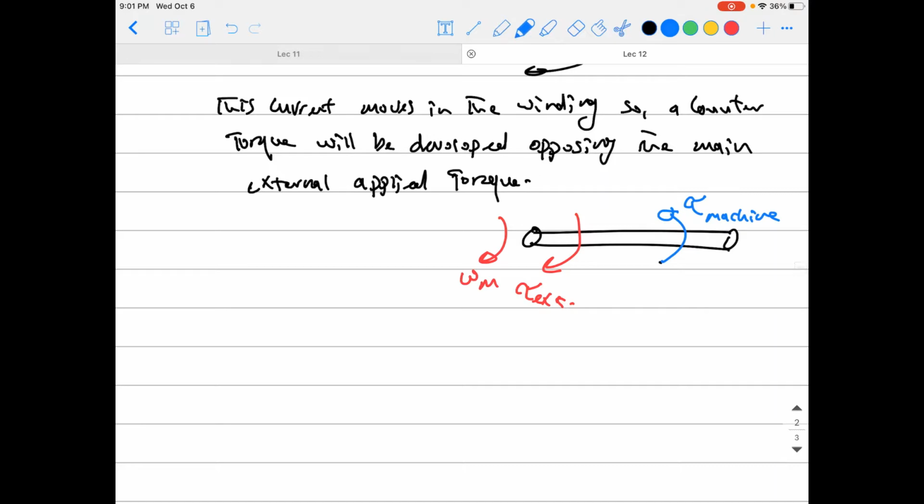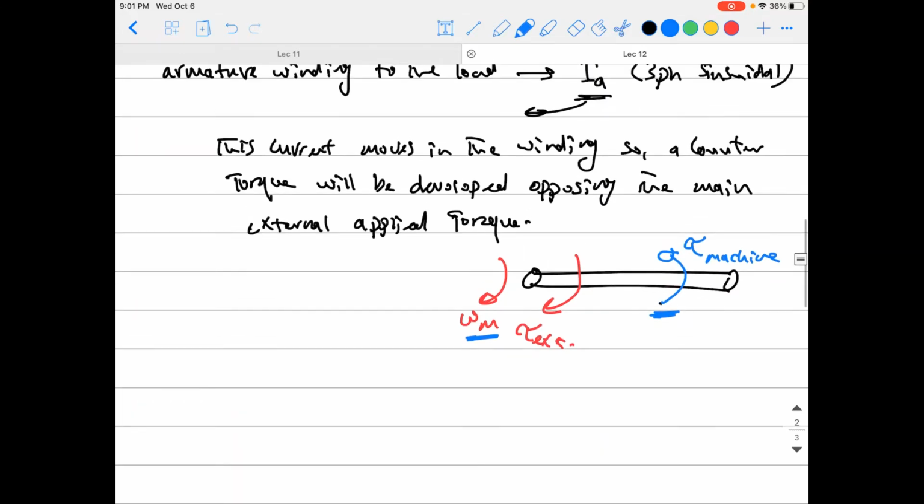In a DC machine, guys, this counter torque was causing the speed to drop down, if you remember, because that was a torque speed characteristic of such a machine. But if we're talking about a synchronous machine, a very different thing will be happening here.